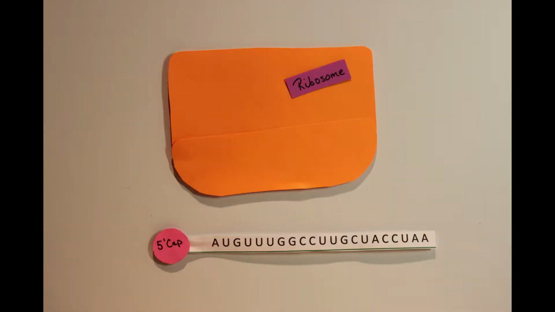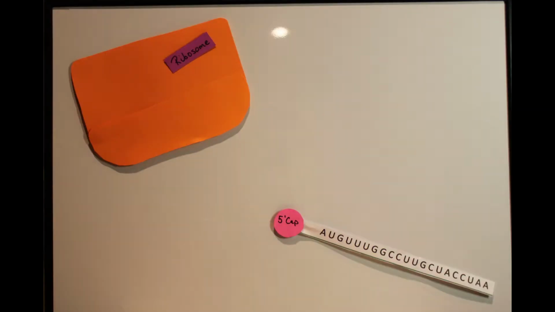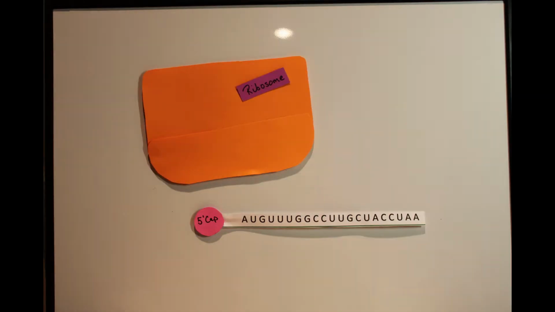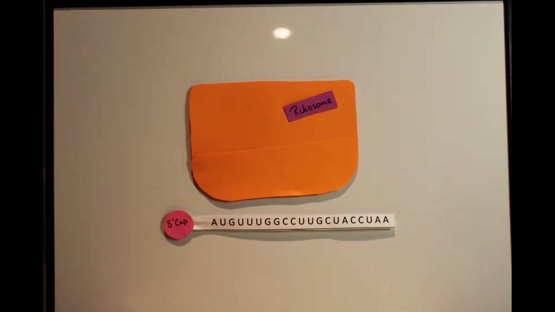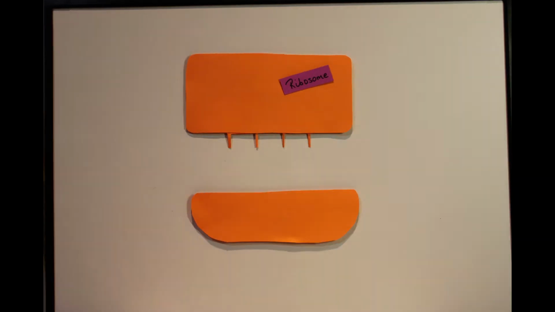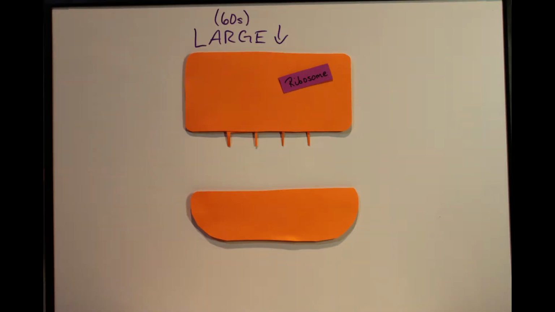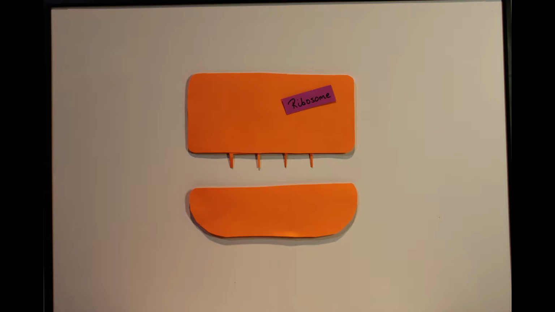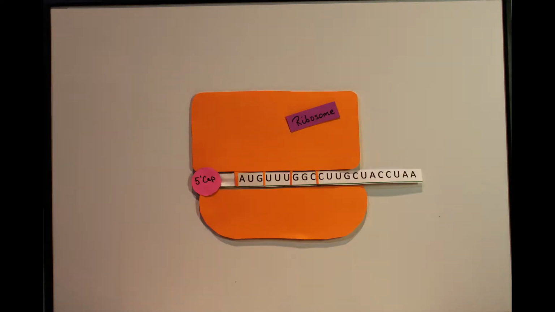The ribosome is a highly complex cellular machine. It is largely made up of specialized RNA known as ribosomal RNA or rRNA, as well as dozens of distinct proteins. Ribosomes consist of two subunits. The larger of the two is the 60S subunit, and the smaller of the two is the 40S subunit. They fit together and work as one to translate mRNA.